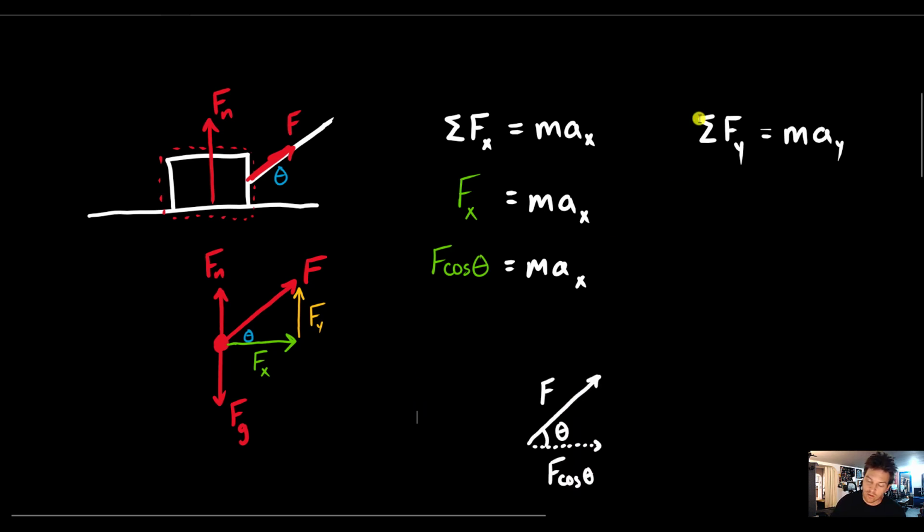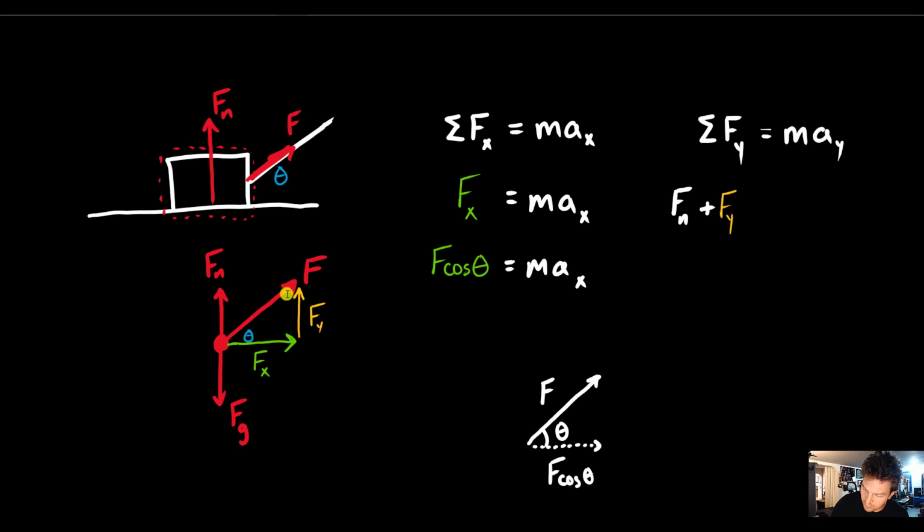Okay, and in the Y direction now, I have the normal force that is going up, so I'm going to say normal force, plus this Y component, so we're going to say plus, and then we'll use the same color, F in the Y. Those are the only forces that are going up in the Y direction, and then I have the force of gravity that's going down, so down means it's going to be negative. And that's all equal to mass times acceleration in the Y.